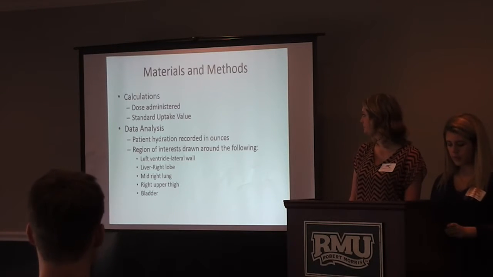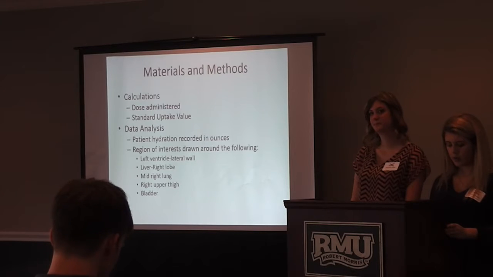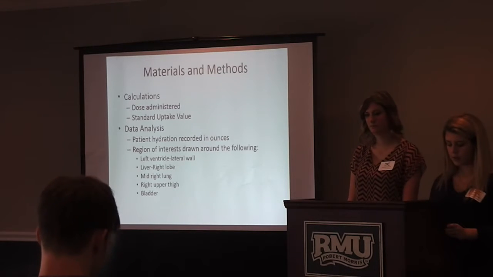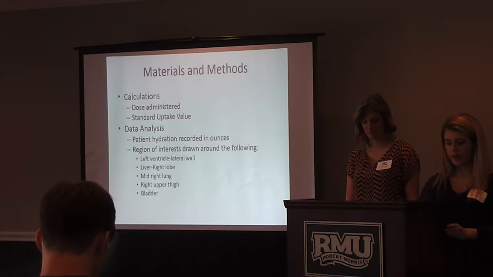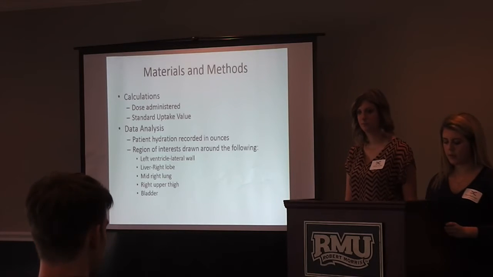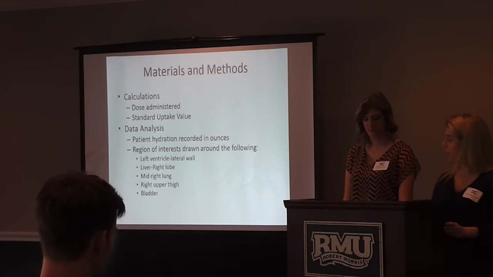Once imaging was completed, regions of interest were retrospectively drawn around the following: the left ventricle close to the lateral wall, the central right lobe of the liver, the middle of the right lung, the right upper thigh, and the middle of the bladder. Following this, the standard uptake values of each ROI were recorded.